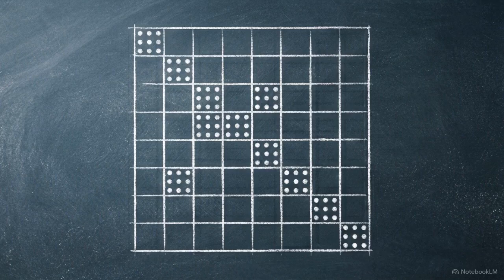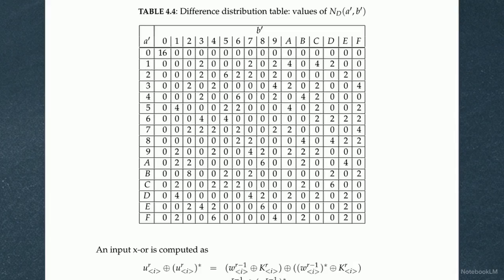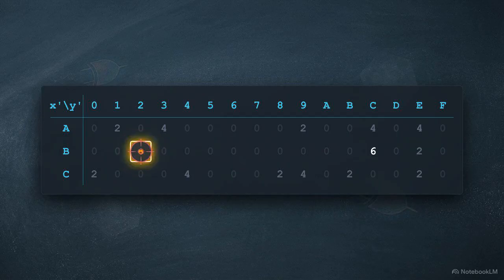Cryptanalysts calculate these outcomes for every possible input-output combination, standardizing the brute force mapping into a master grid known as a difference distribution table. This table displays the full distribution map for a standard S-box. If we isolate row B, which represents our previous hexadecimal input of 1011, the lack of uniformity is obvious. We see an abundance of zeros, indicating outputs that never occur. Conversely, we see highly concentrated clusters, like the 8 in column 2 and the 6 in column C. These specific clusters are our targets.